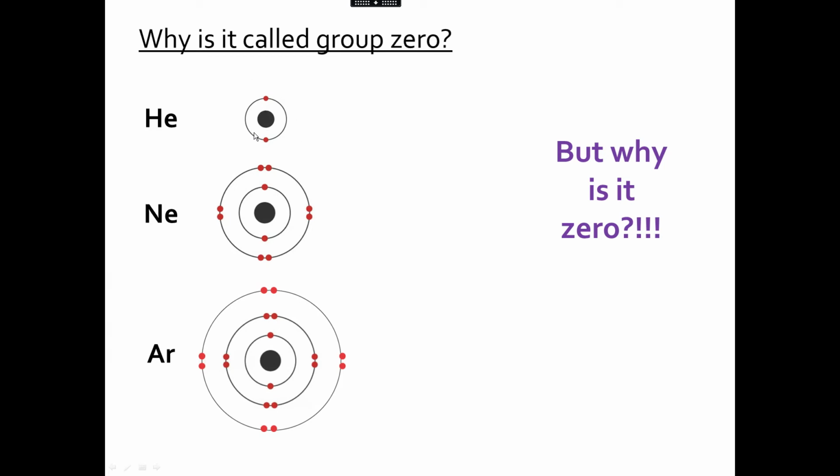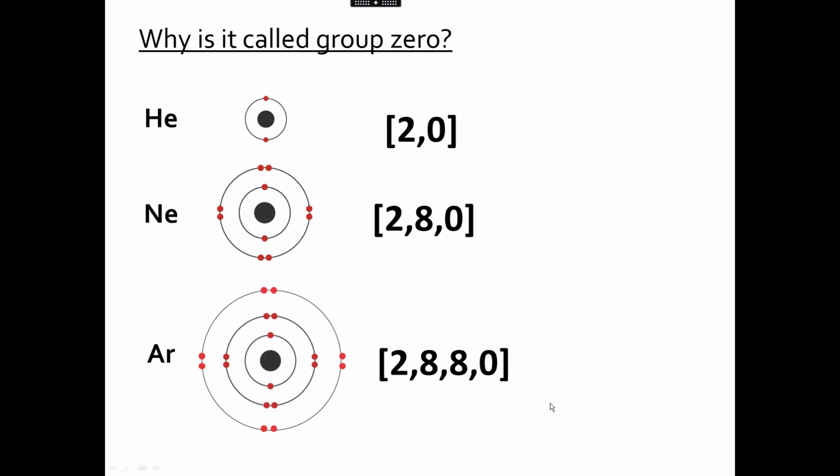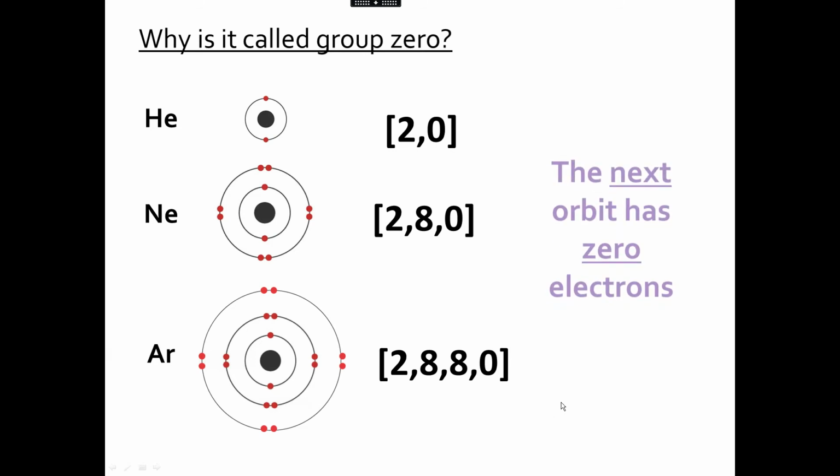But if you think about the next orbit, it has 0 on it. That is true for all the atoms in that group. Okay, so 2, 2, 8, 2, 8, 8, it would be followed by 0 in the next orbit. So if we call it group 0, then all of the atoms fit that pattern. We don't normally write the 0 down though.